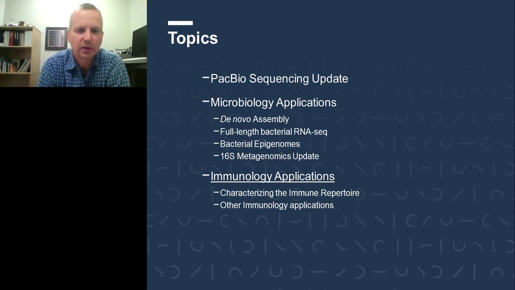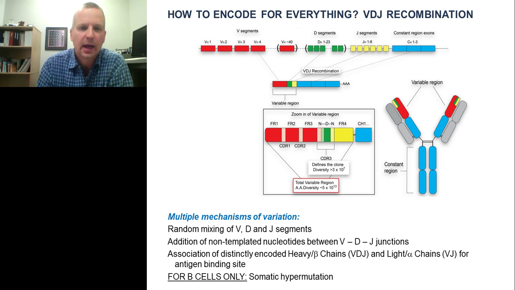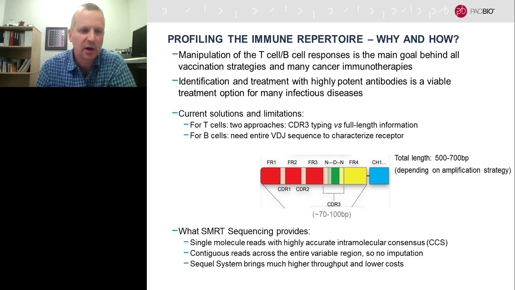So now, in the last few minutes of my presentation today, I want to switch gears quite significantly and talk about immunology applications. And here, similarly, the CCS approach can be very powerful. As an introduction to the immunoglobulin genes, it's of great interest to characterize antibody sequences. And of course, the diversity is generated through VDJ recombination with the random mixing and the addition of non-templated bases. And then for B cells, you have the somatic hypermutation that can occur. And so that gives you this enormous diversity of antibodies that need to be characterized.